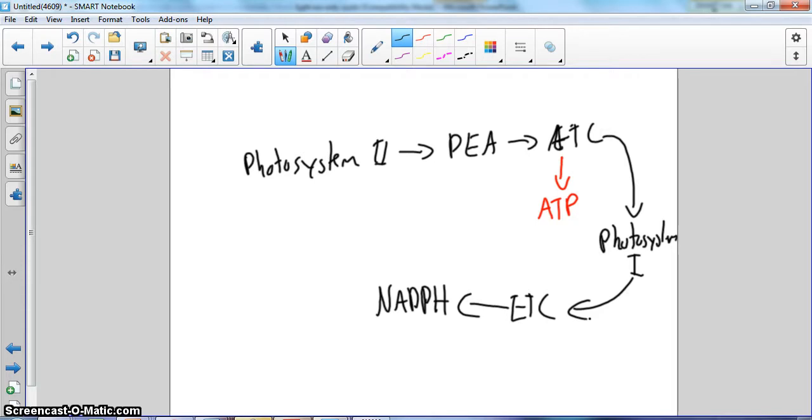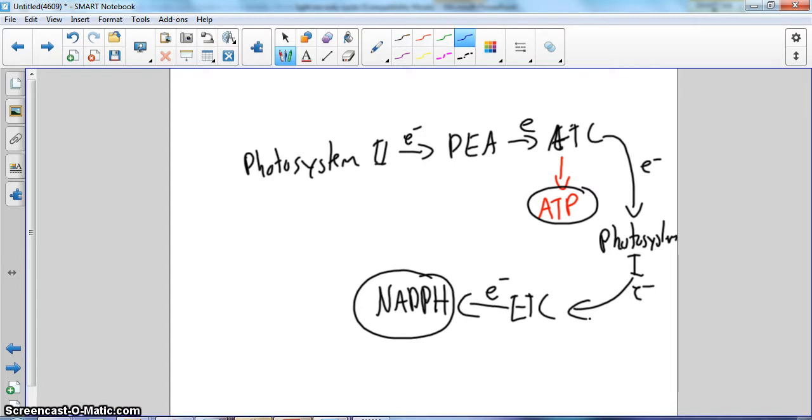Now, the problem that we have here is that this is the path of the electron traveling through all of this, and it eventually ends up in the final electron acceptor, NADPH, and then ATP and NADPH are going to be used to make glucose in the Calvin cycle. The problem is, if we kept on doing this, we would run out of electrons. So while this is occurring, we have water, and we split water into O2 and its electrons. The electrons are given to the photosystem to replace the electrons that were excited by light.